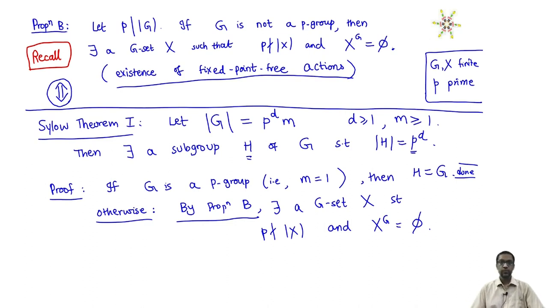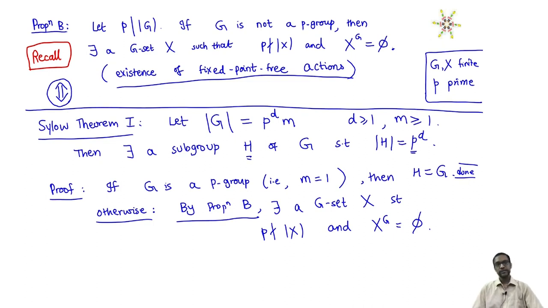It's a rather simple idea that at every step, if you have a p-group, you're done. If it's not a p-group, you can construct a fixed point free action, take one of the orbits in that action whose cardinality is not divisible by p, and the stabilizer of an element there will give you a proper subgroup. And you keep going on and on. At some point, that stabilizer will have to become a p-group. Otherwise this process goes on forever, which is a contradiction.